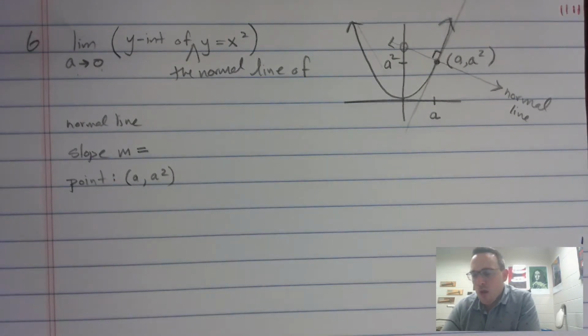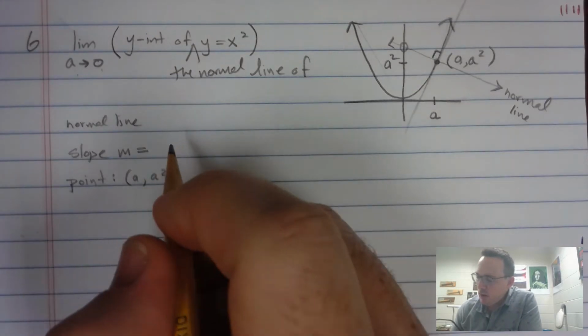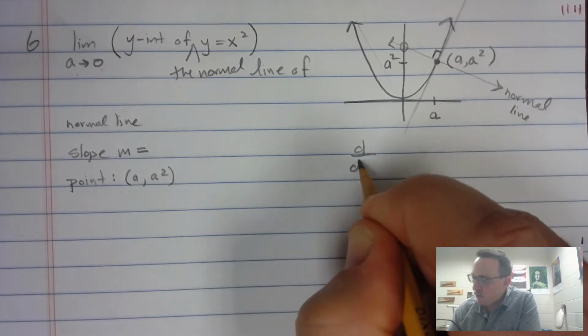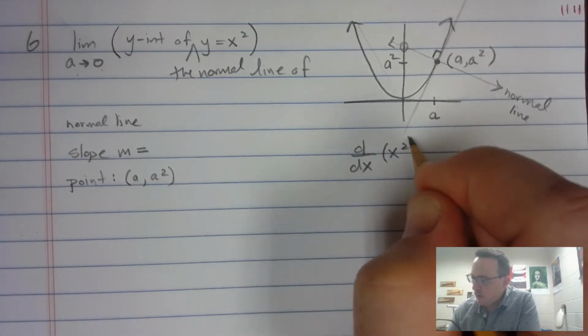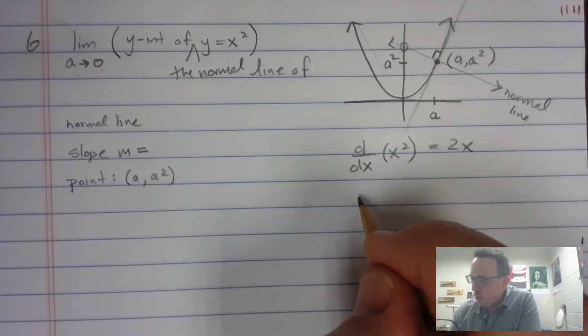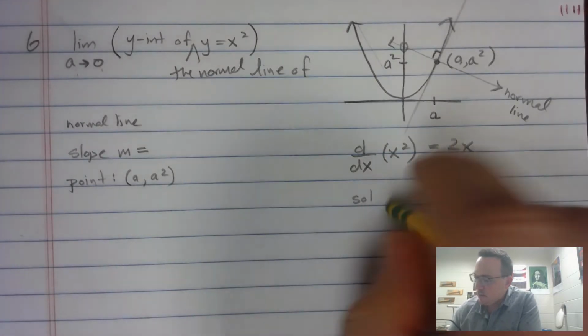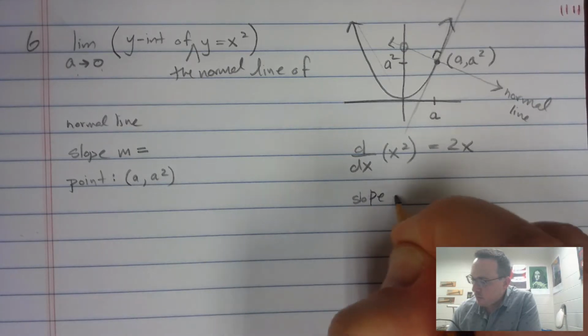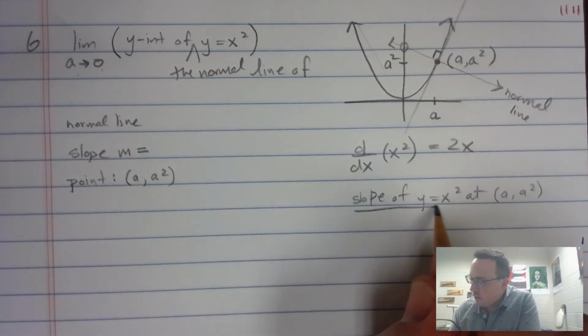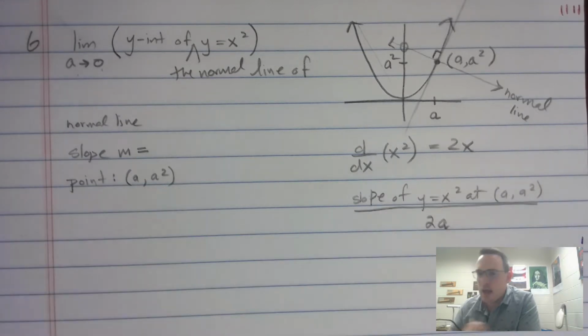we don't know. But we do know the slope of the curve. We know that this slope is going to be related to the derivative of x squared. So we know the slope of the tangent line is the derivative of x squared. Well, we all know that is 2x. So the slope of y equals x squared at a comma a squared is always going to be 2a.